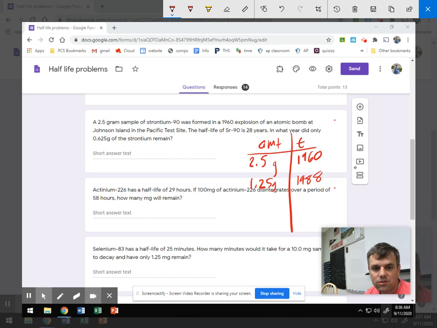And then in another 28 years, so that'd be in the year 2016, we'd have half of 1.25, which is 0.625. So the year would be 2016.